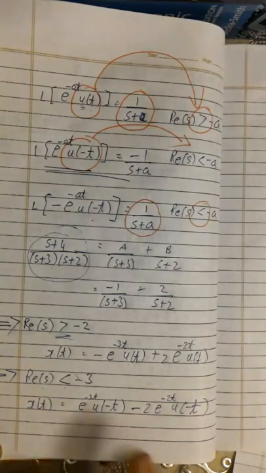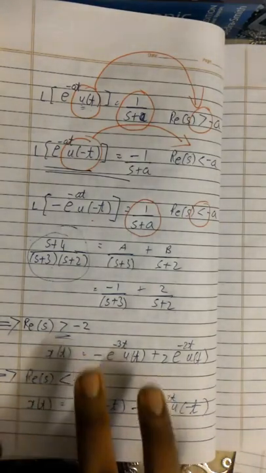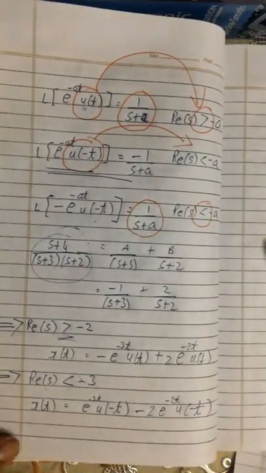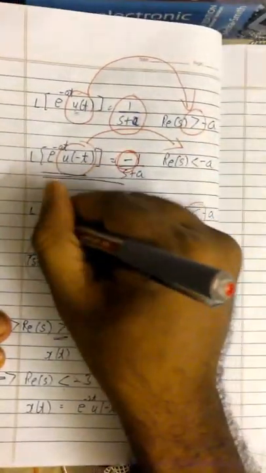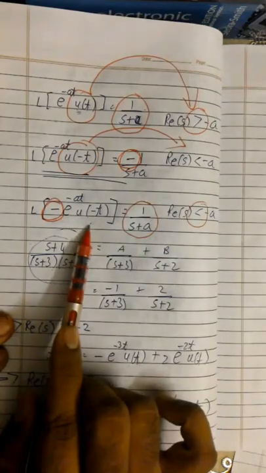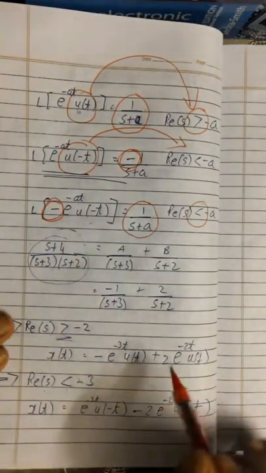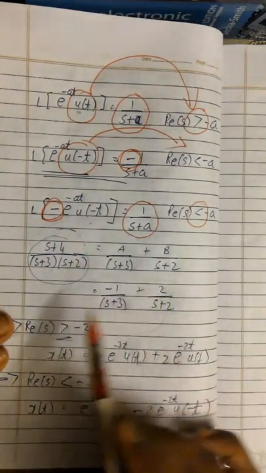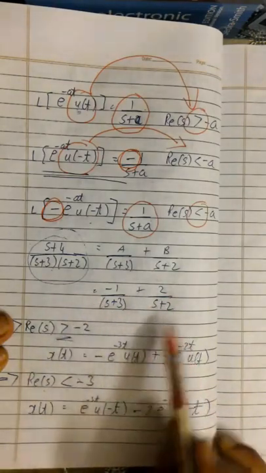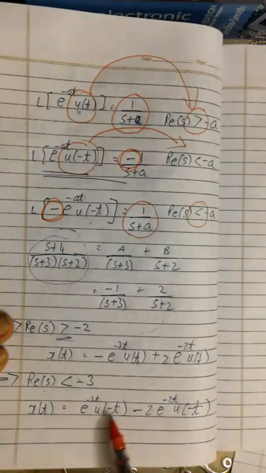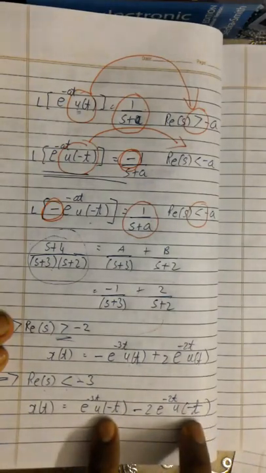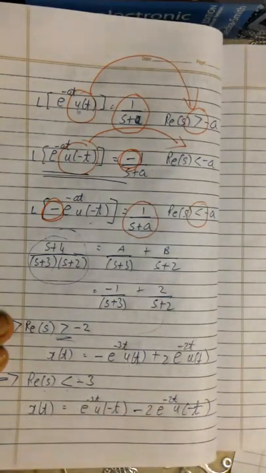Why is it the opposite sign? Why did I take the opposite sign? Because of this minus over here, in front of the left-sided signal. So this is a left-sided signal. I put a minus sign in front of every term. So minus of minus becomes plus, and minus of plus becomes minus. And then I write u of minus t for every term. This is called the left-sided signal.